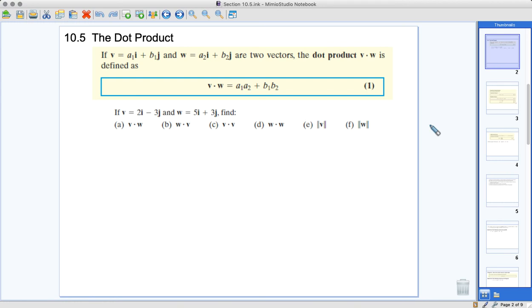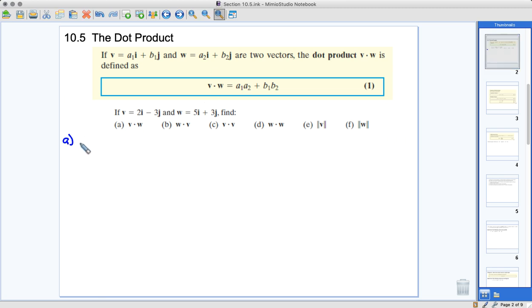Last section in chapter 10 is dot product. I think you guys will like this a little bit, but then we're going to make it a little bit harder. Just going to be transparent with you with that one. Dot product is going to give you a number. Basically you're going to take the A values of your two vectors, multiply them, and then your B values, multiply them, and then add those two numbers together.